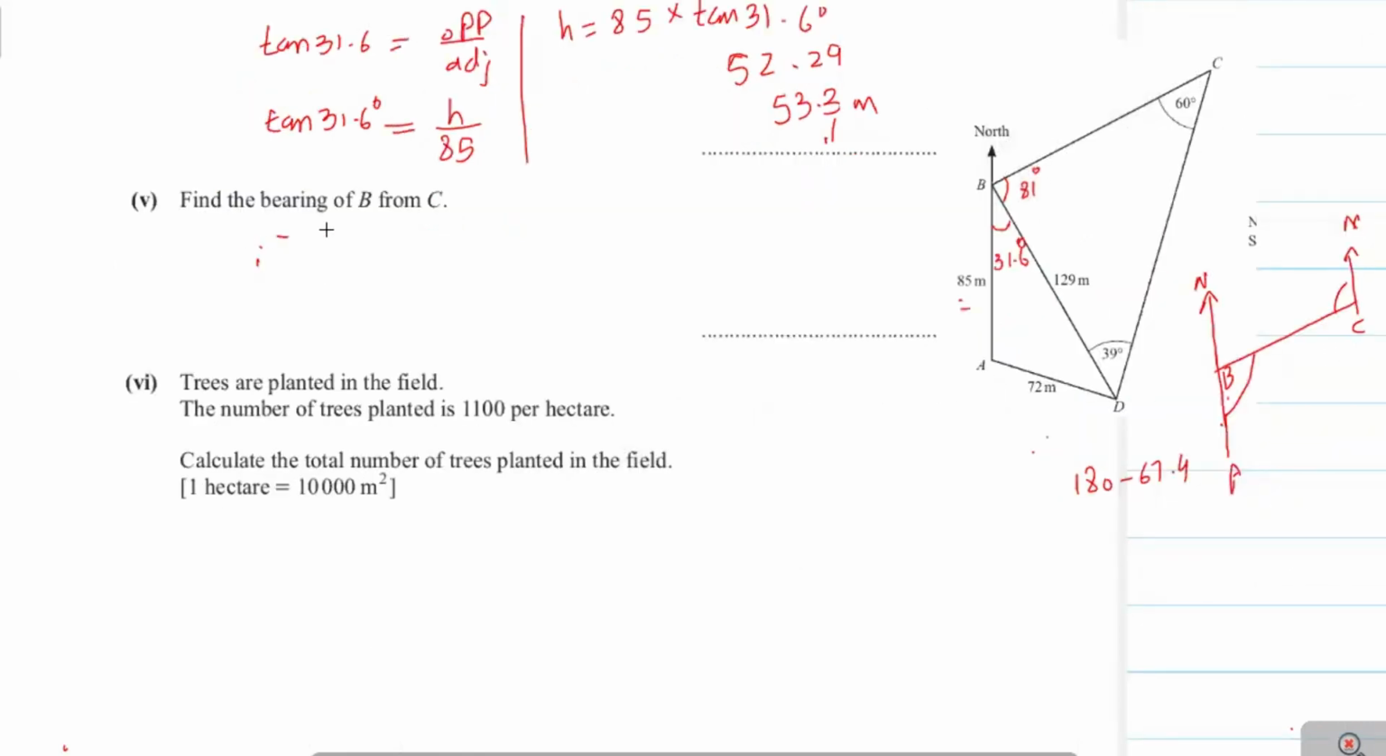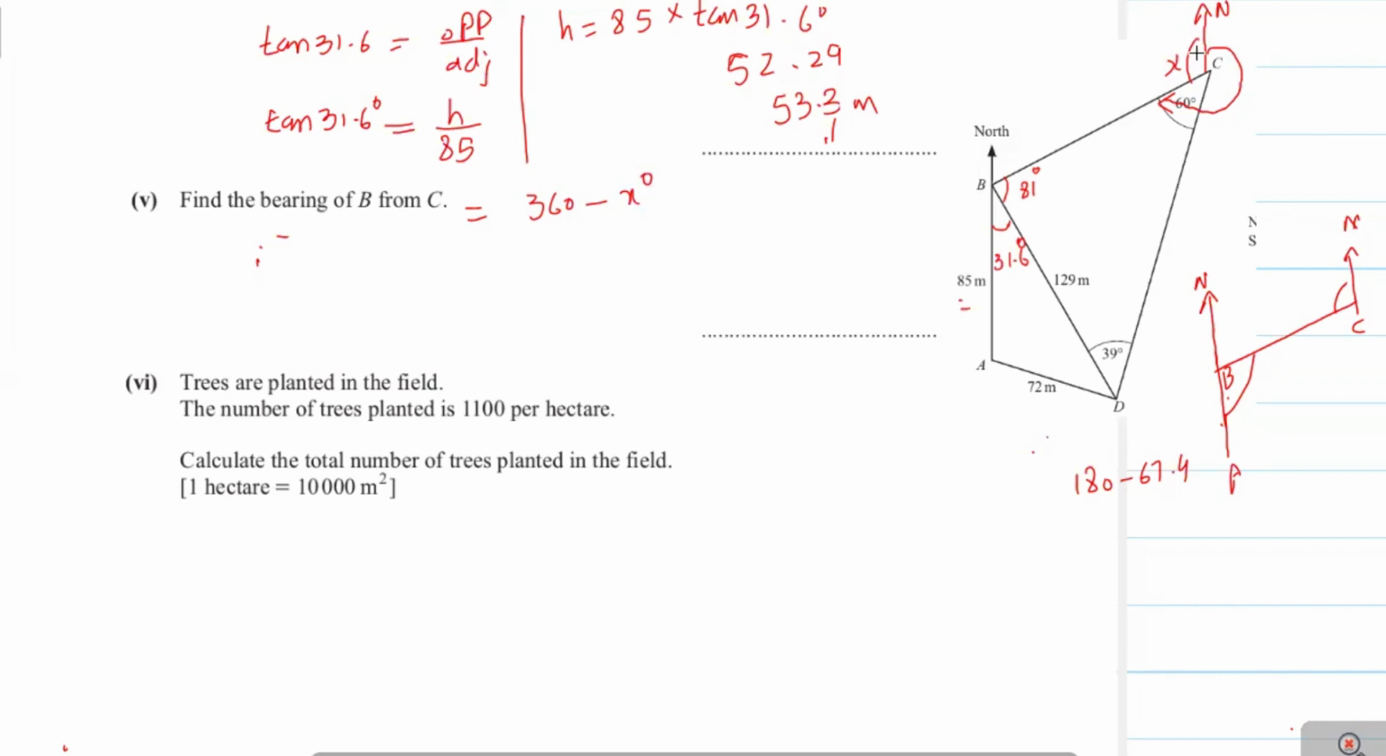Part 5, find the bearing of P from C. Look here, this is the bearing of P from C. We take the angle from the north at C in clockwise direction towards P. This angle, we name it NCB, will be equal to 360 minus this angle, which we name X degrees. This is 360 minus X.